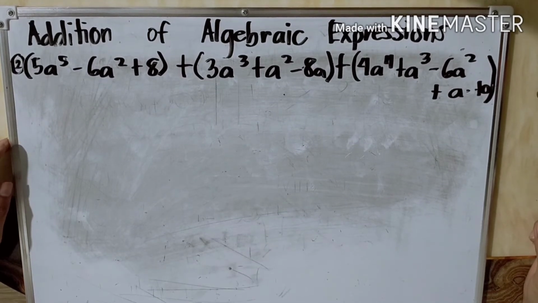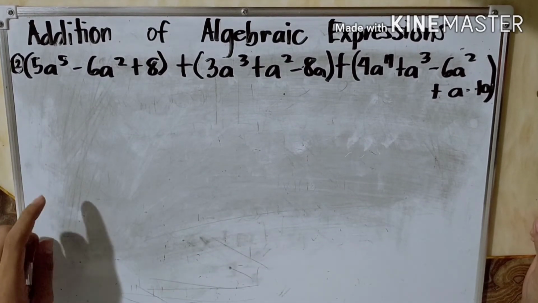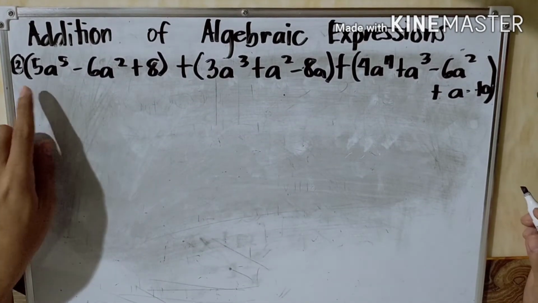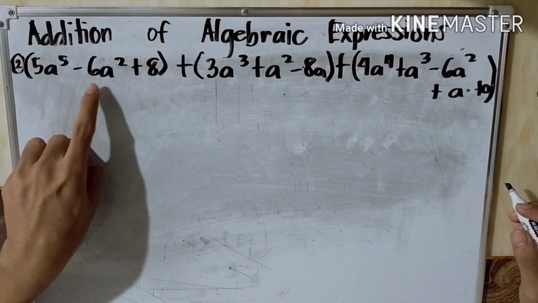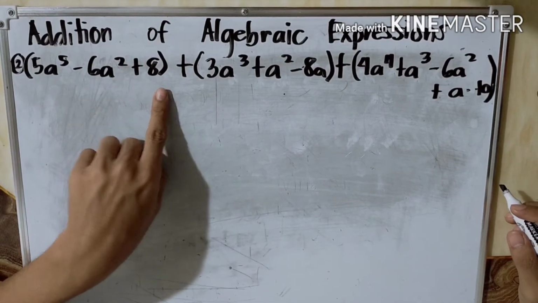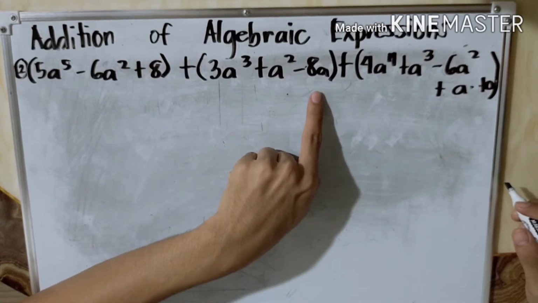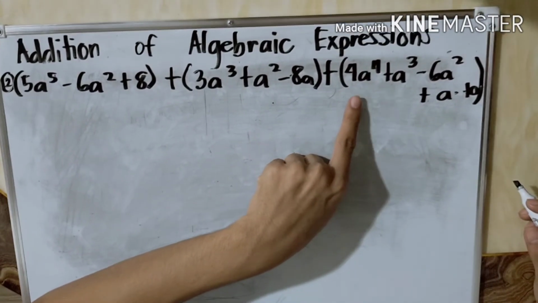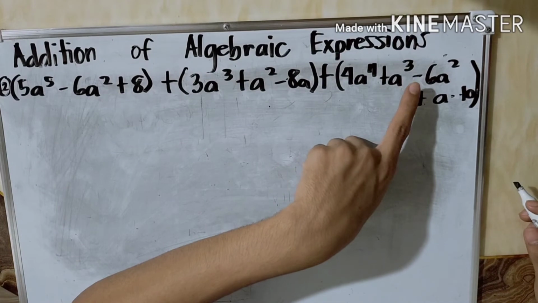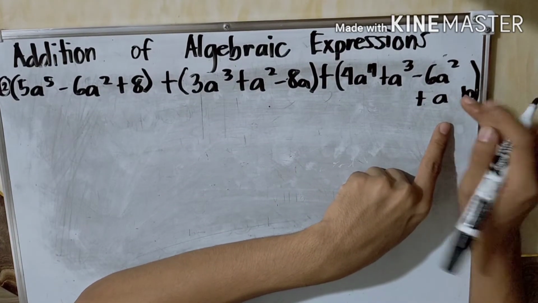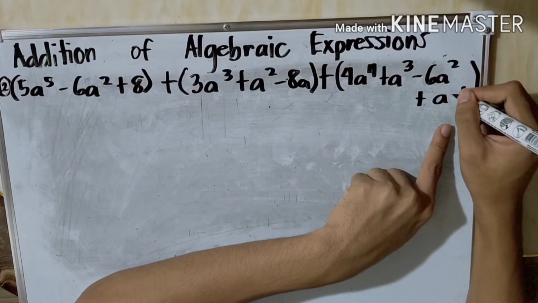Okay. Next example tayo in adding algebraic expression. If you can see, I have your 3 algebraic expression na i-add. Una, 5a to the 5th minus 6a squared plus 8. Then another expression, 3a cubed plus a squared minus 8a. Another expression, 4a to the 4th plus a cubed minus 6a squared plus a, that is minus 10.